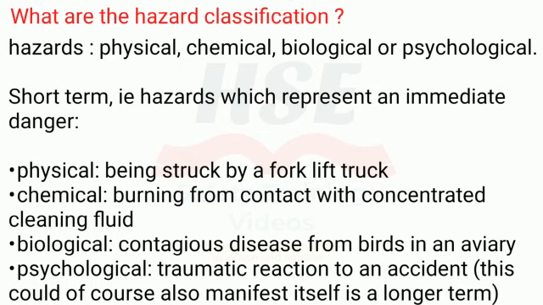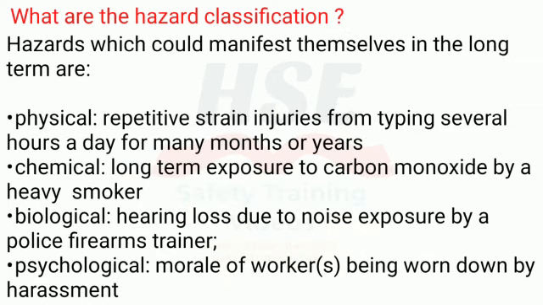This could of course also manifest itself in the longer term. Hazards which could manifest themselves in the long term are: Physical: repetitive strain injuries from typing several hours a day for many months or years. Chemical: long-term exposure to carbon monoxide by a heavy smoker. Biological: hearing loss due to noise exposure by a police firearms trainer. Psychological: morale of workers being worn down by harassment.